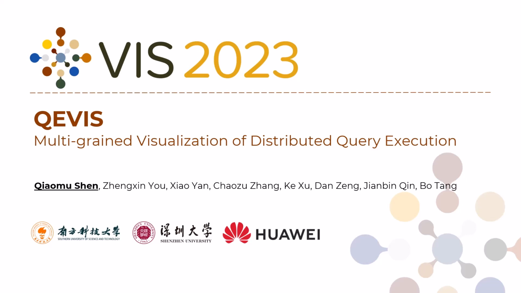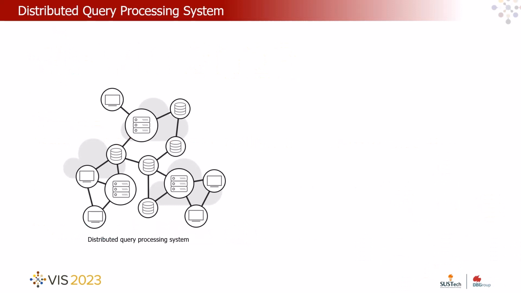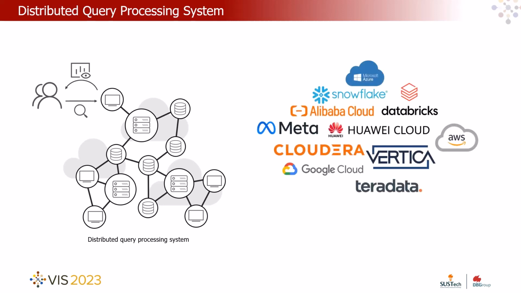The work I will introduce is QEVIS, multi-grid visualization of a distributed query execution. Distributed query processing systems are designed to process and retrieve data from multiple servers and databases. These systems have become a cornerstone in modern applications and are now widely adopted by many leading companies. Many applications such as e-commerce, social media, and healthcare benefit greatly from the development of distributed query processing systems.